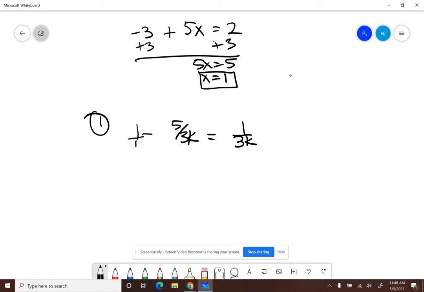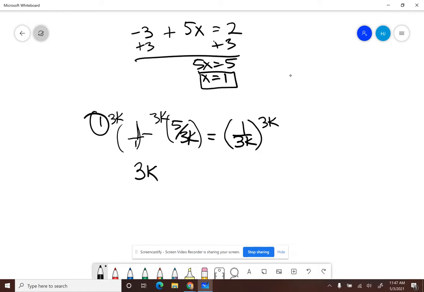What's a common denominator between 1 and 3k and 3k? Obviously, 3k. So I'm going to multiply everything here by 3k, just like I did in my example problem. And look what's going to happen. Obviously, here nothing's going to really cancel out. So that just gives me 3k times 1, which is 3k.